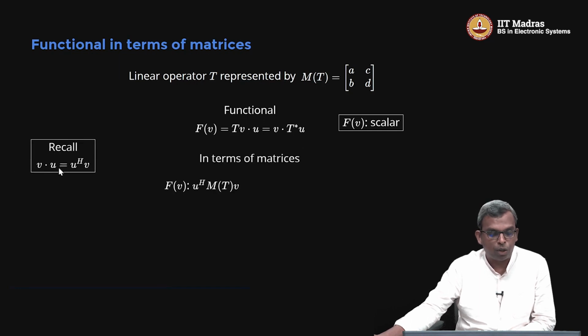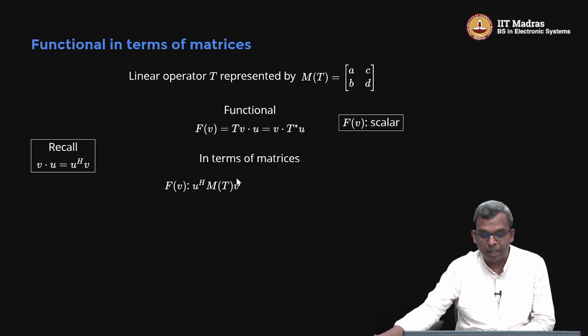First of all, you recall that V dot U is U Hermitian V, right. This is the matrix multiplication. I put an equality here, so clearly both are scalars. So V dot U is U Hermitian V. Okay, so in terms of matrices, what is f of V? If you take this definition, it's U Hermitian times TV, right? But TV is m of t into v. Now here I have a scalar again, so this is the same as f of v, right? So I put a colon here, so f of v is equal to this u Hermitian m of tv, okay? So that is the matrix representation of this dot product, okay?